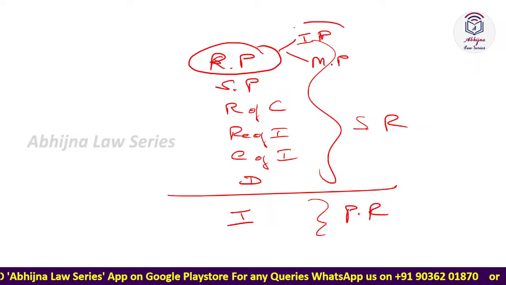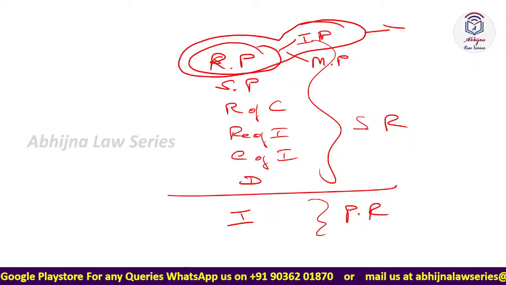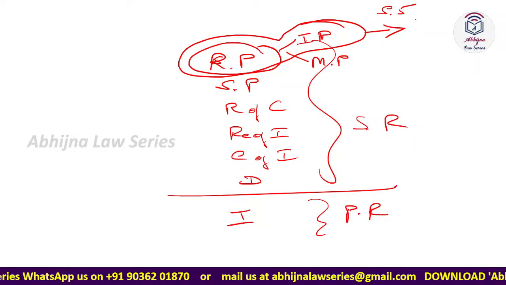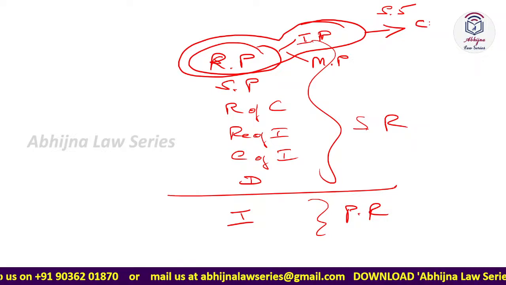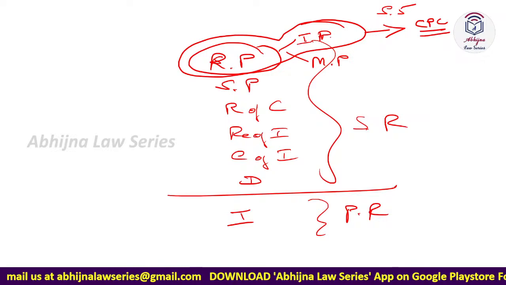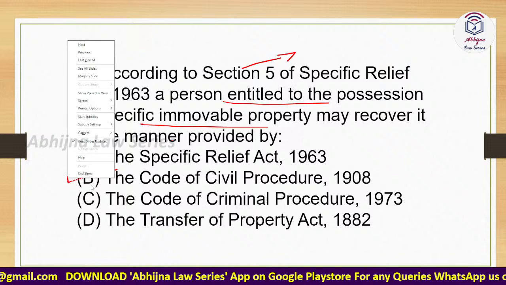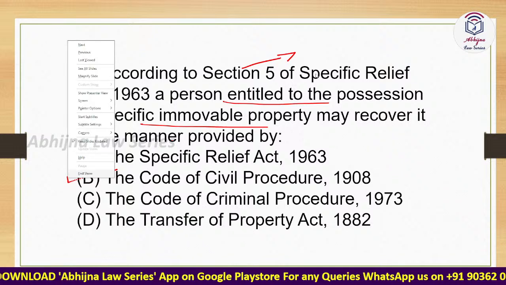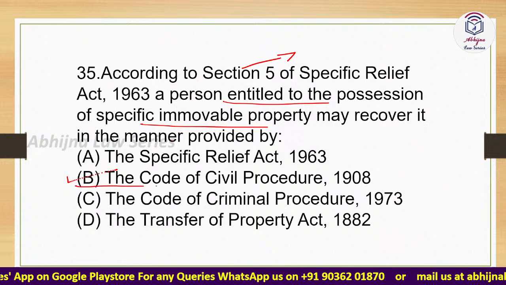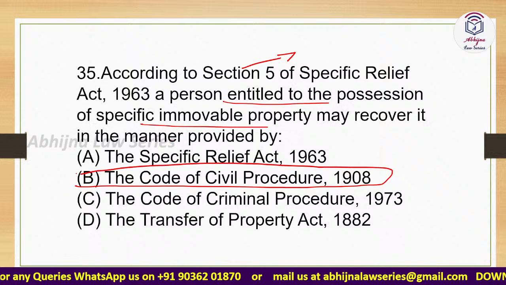The question is, if immovable property has to be recovered, in what manner does it have to be recovered? Section 5 of the Specific Relief Act says that it has to be recovered in the manner provided under CPC. So, very clear answer. The answer is B. Although this is a question under the Specific Relief Act, in the Specific Relief Act itself they have stated that it has to be recovered in the manner provided under CPC.